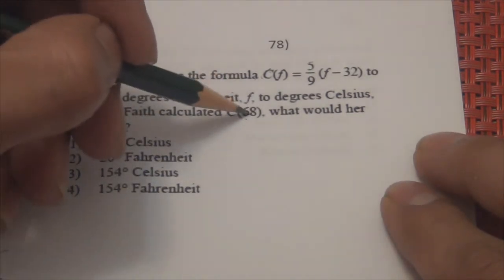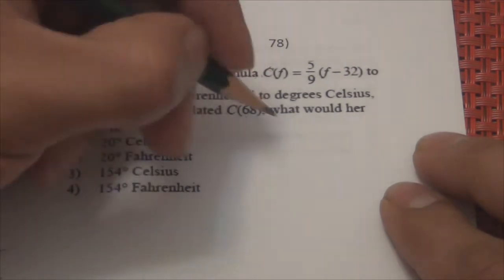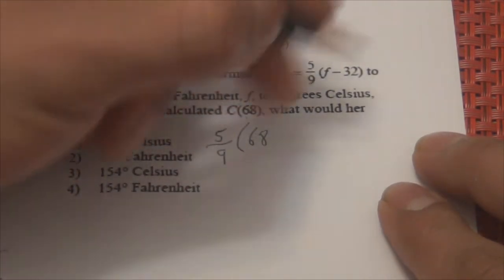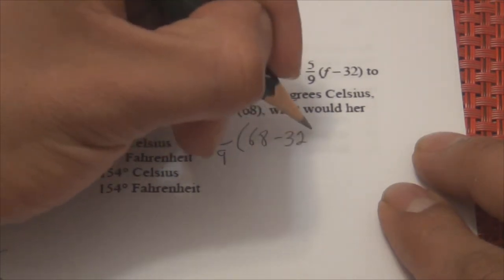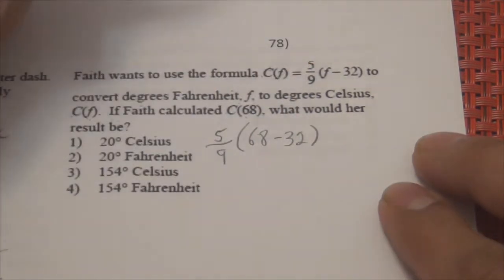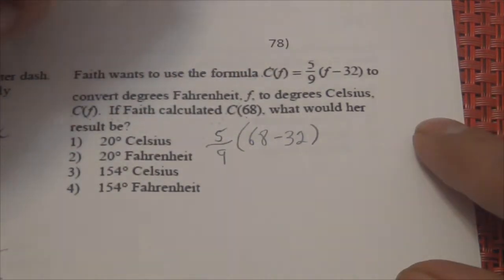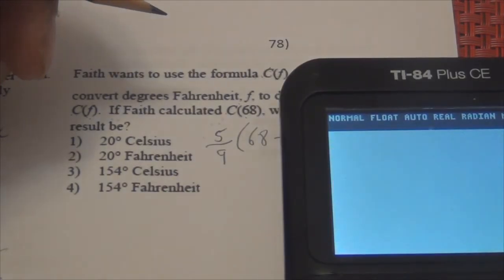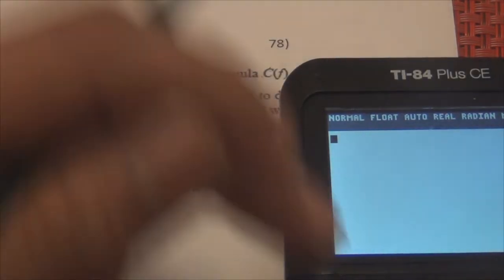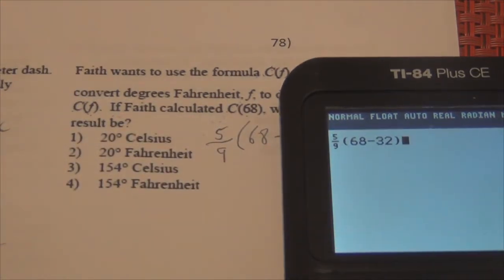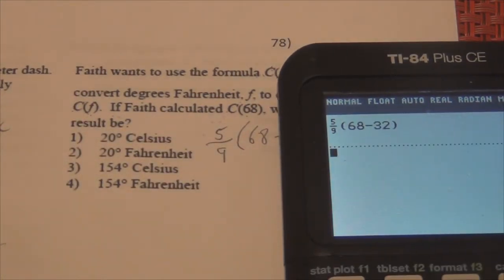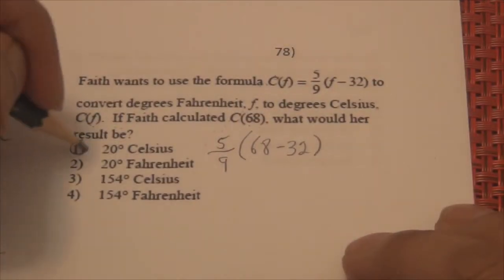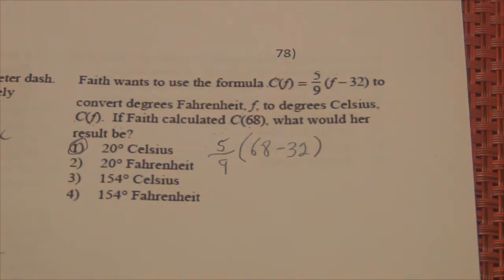Well, all I have to do is basically just substitute this into the formula. It's nothing fancy. So I will have 5 over 9 times the 68 degrees Fahrenheit that she has minus the 32 degrees that we're supposed to take away. And what would this be? Well, put it in the calculator. We press enter and we get 20. So she will get 20 degrees Celsius.